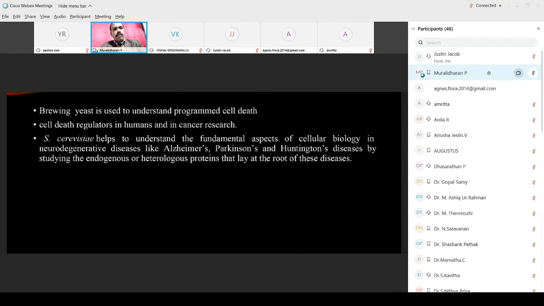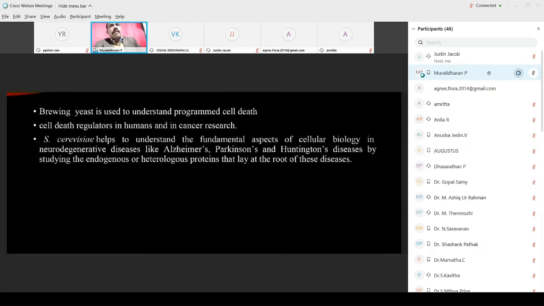And brewing yeast is used to understand programmed cell death. So this alternative, brewing yeast, can be used for programmed cell death and cell death regulators in humans and in cancer research. So mainly, this brewer's yeast can be used for cancer research, and it is also useful to understand the fundamental aspects of cellular biology in neurodegenerative diseases like Alzheimer's, Parkinson's, and Huntington's disease, by studying the endogenous or heterologous proteins that lay at the root of these diseases. So, this brewing yeast can be used for the study of neurodegenerative diseases.